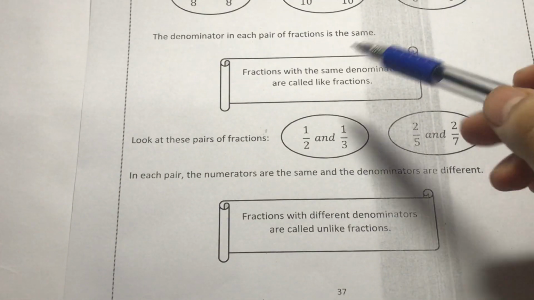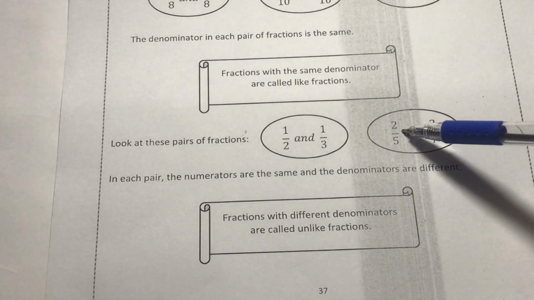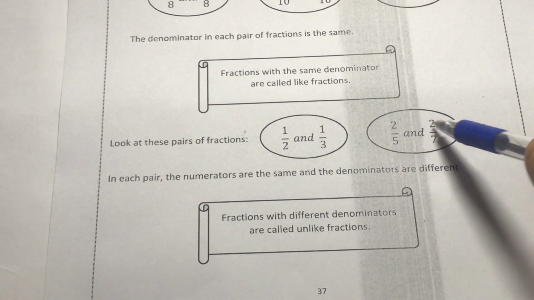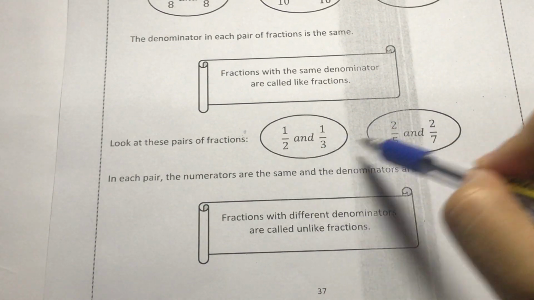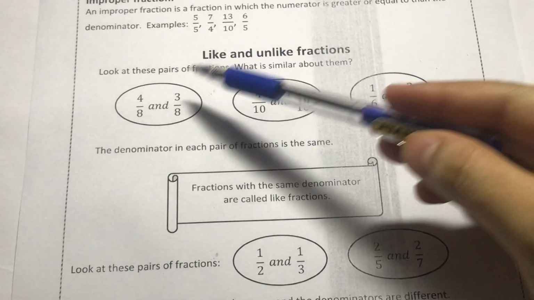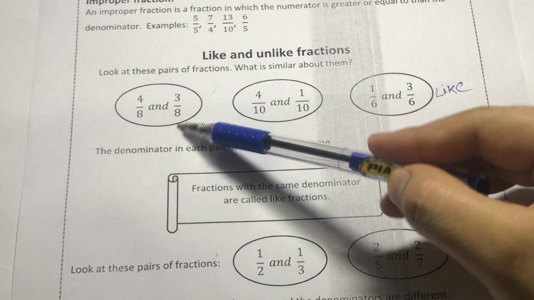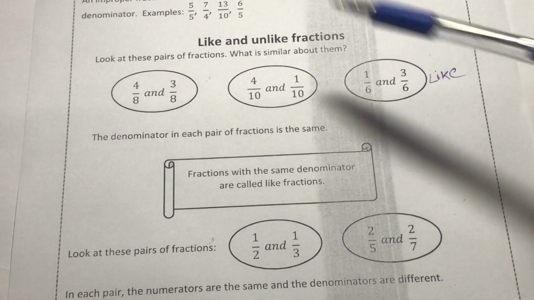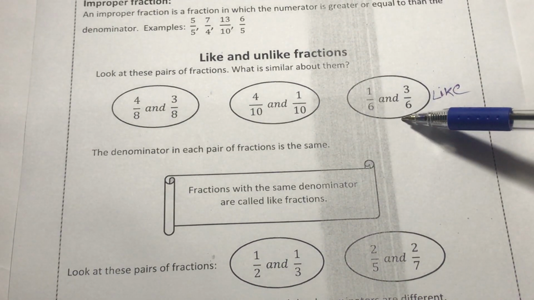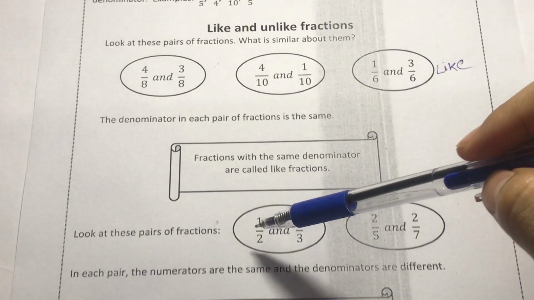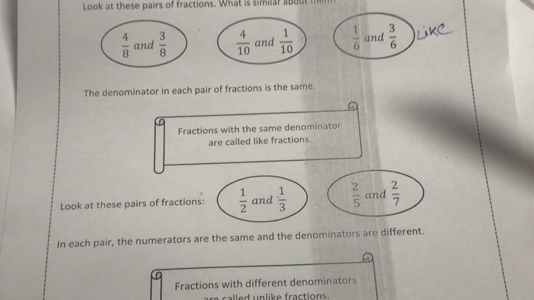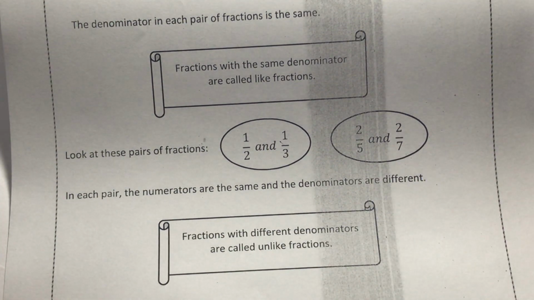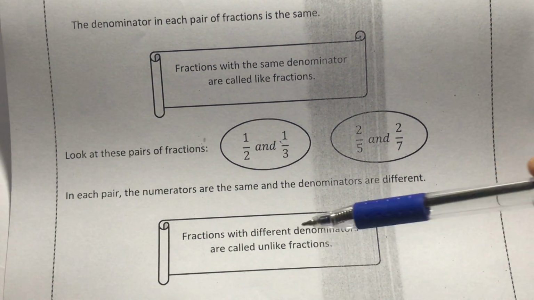Now you have two more pairs, 1 over 2 and 1 over 3, 2 over 5 and 2 over 7. Here you can see the numerators are same, right? In each pair your numerators are same but your denominators are different. In the above you can see the numerators were different but the denominators were same. In these two pairs the numerators are same but the denominators are different. If you have same denominators, you call these two fractions like fractions. But if your denominators are different, these pairs are called unlike fractions. Fractions with different denominators are called unlike fractions, right?